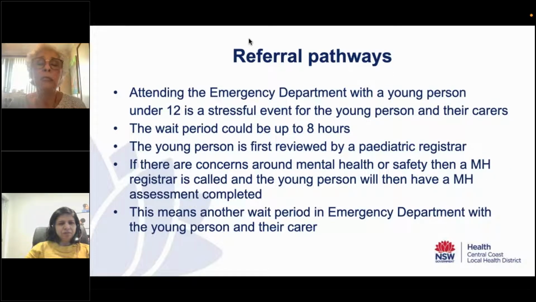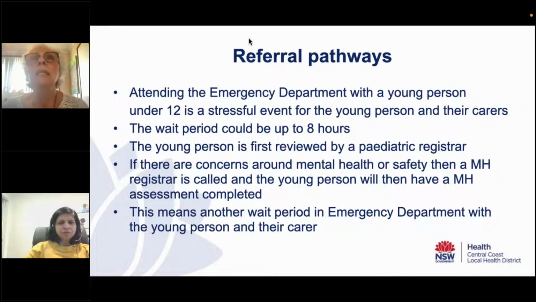The issue we have with attending ED is it's an extremely stressful event for the young person and for the family. Recently, ED has been absolutely flooded with young persons. Some people can wait up to 8 hours in ED for an assessment. And the process involves first the young person will wait and then be reviewed by a pediatric registrar. If the pediatric registrar has any concerns around mental health or safety, then a mental health registrar is called and the young person will then have the mental health assessment, then be referred to CAMS.